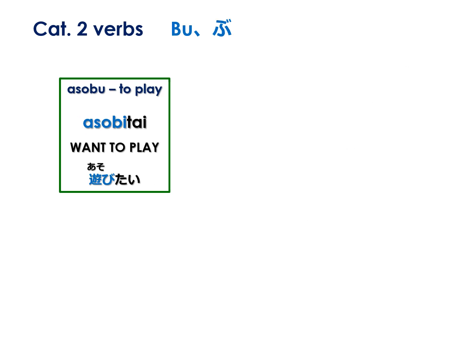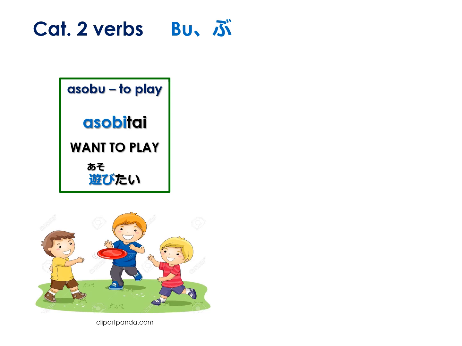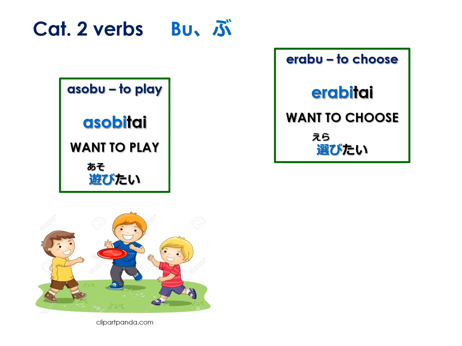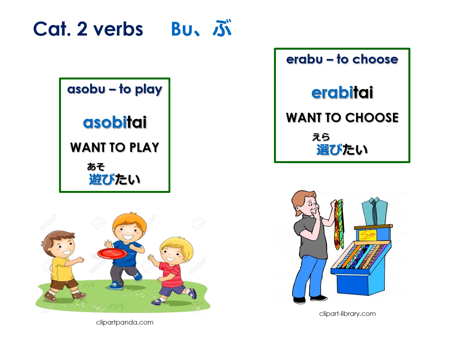遊ぶ means to play, and 遊びたい means want to play. 友達と遊びたいです。I want to play with my friends. 選ぶ means to choose. 選びたい means want to choose. どんなネクタイが選びたいですか？What kind of necktie would you like to choose?